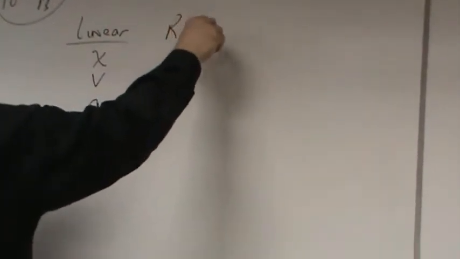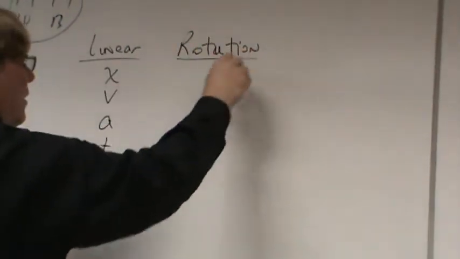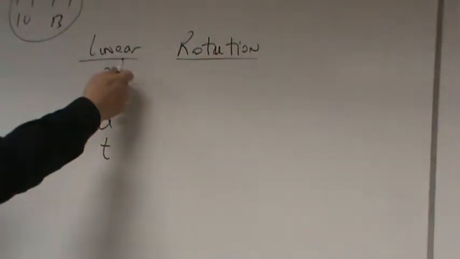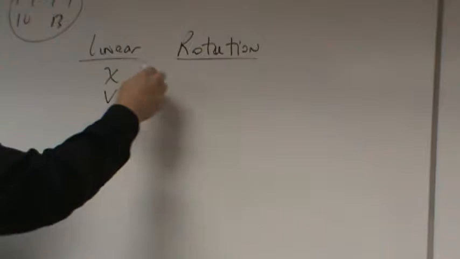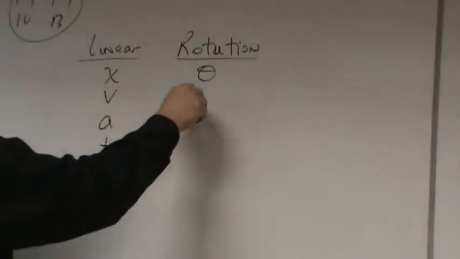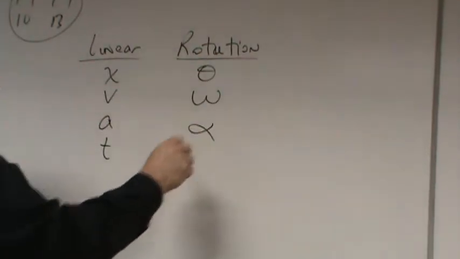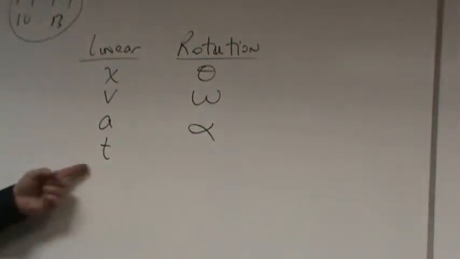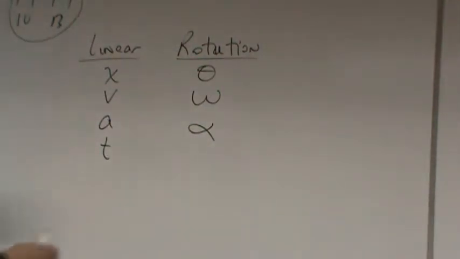In rotation land, the analog to linear displacement is angular displacement. The analog to linear velocity is angular velocity. Then you've got angular acceleration. And the analog to time in linear land is also time in rotation land. That doesn't change.